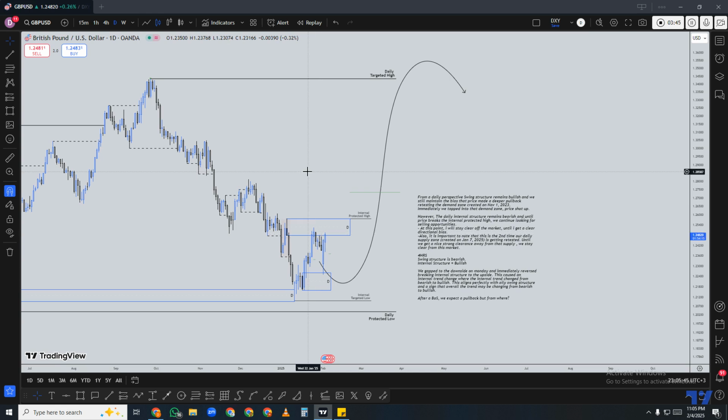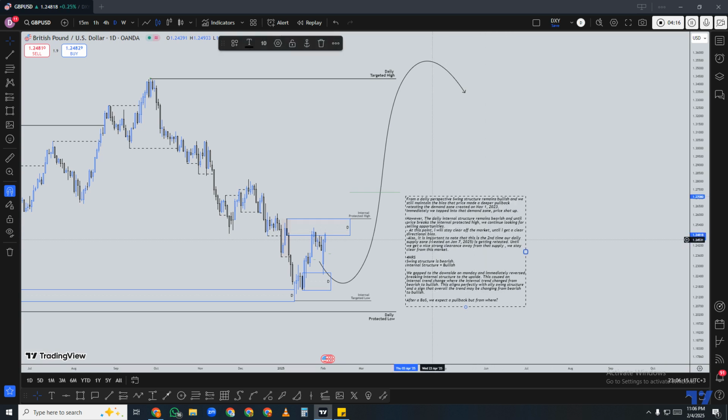That is what I've indicated on my notes: the daily internal structure remains bearish, and until price breaks the internal protected high, we continue looking for selling opportunities. So at this point, until we break this internal high, I think it is safe to say that we may continue looking for those selling opportunities. But at this point, I will stay clear of the market until I get a clear directional bias.